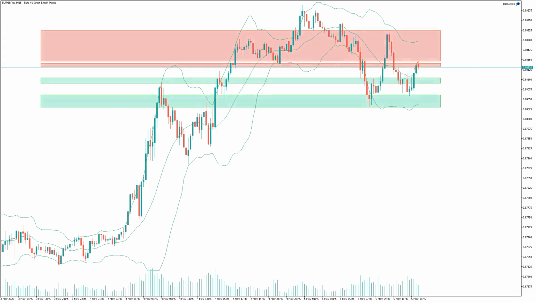Today, we're diving deep into the EURGBP pair, and we'll be breaking it down on both the 15-minute and the 1-minute charts. Get ready for some actionable insights and potential trading opportunities.